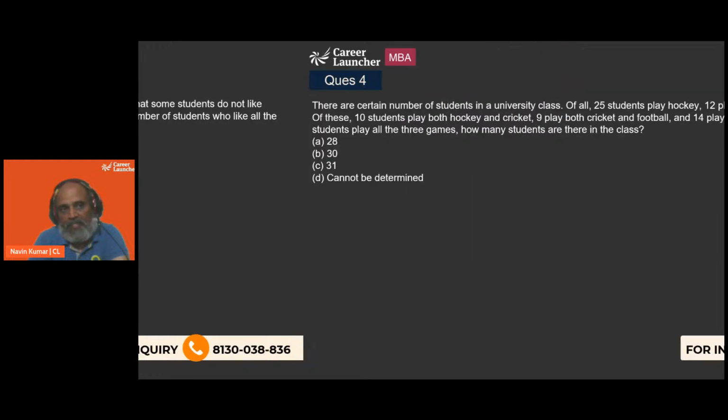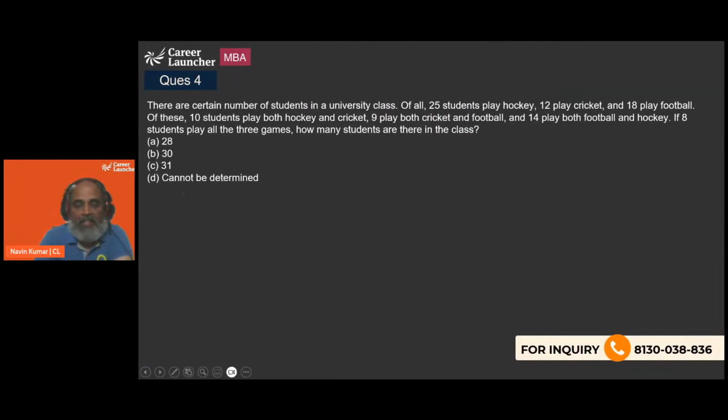Okay. Next one. There are a certain number of students in a university class. Of all, 25 students play hockey, these many play cricket, these many football. Of these, they play these two, these two, and these many play all the 3 games. How many students are there in the class? A lot of information, so a Venn diagram.